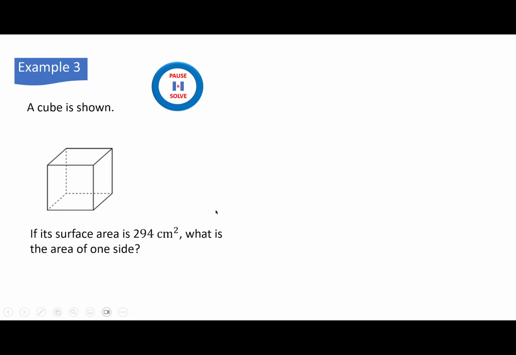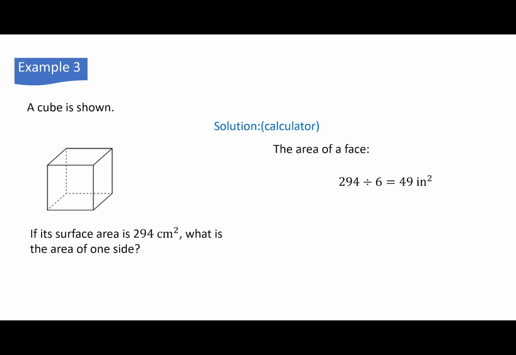Example 3. A cube is shown. If its surface area is this, now the surface area is given. What is the area of one side? Remember, all these sides are equal, 6 of them, totaling 294 square centimeters. Just divide by 6, you get 49. If I'm interested in knowing the length of this here, and this here, they're equal, right? So a number times itself gives you 49, which is 7. So this one is 7, okay?